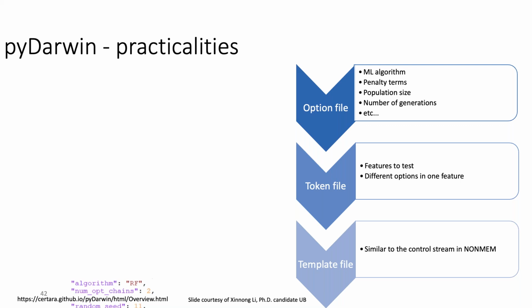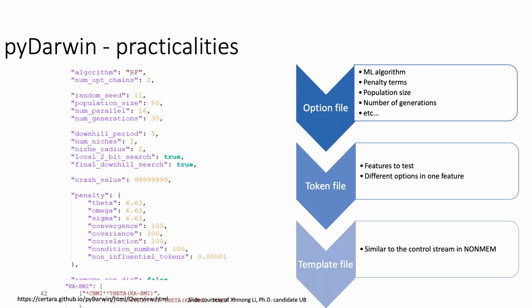The option file specifies the algorithm, the penalty terms, the population size, and the number of generations, among other things. You can call custom R or Python code if you want to calculate additional penalties, for example, a clinical significance penalty or penalty on predicting some particular aspect of the model output.